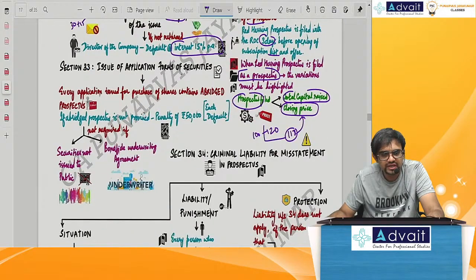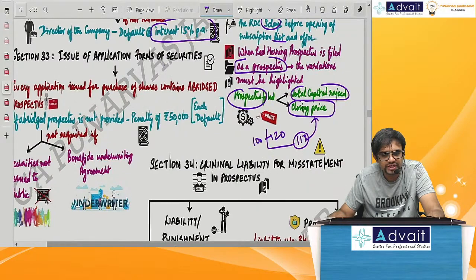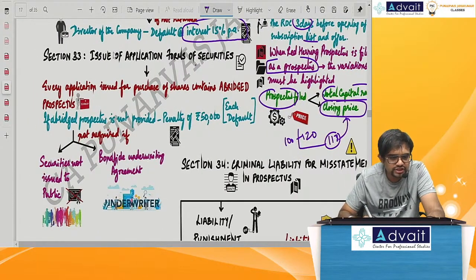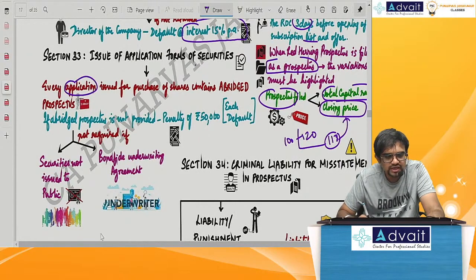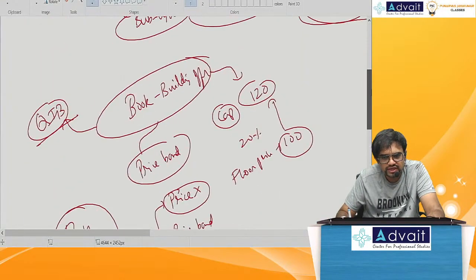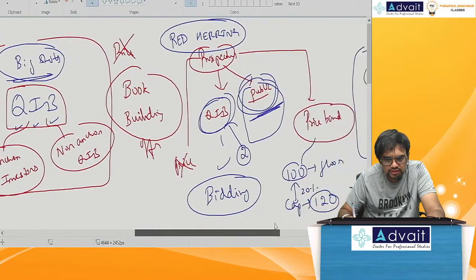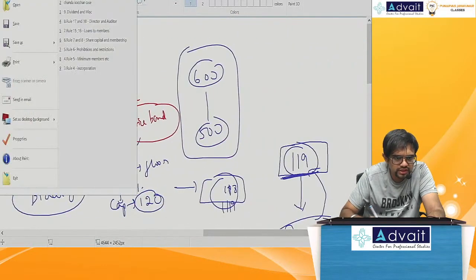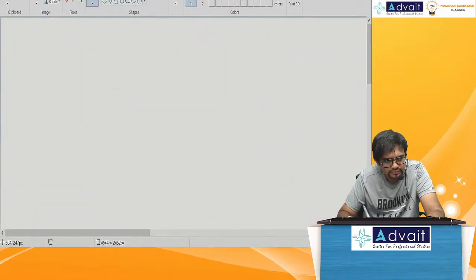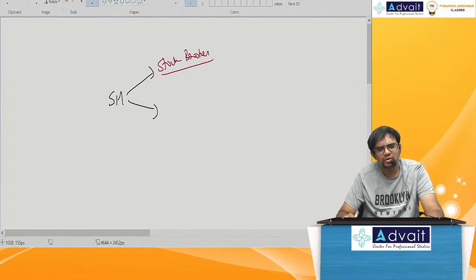Coming to section 33, issue of application form of securities. So every application issued, when I am issuing shares, there are two types of application that I give to shareholders, guys. One, the shareholder can go through the normal route, that is the stockbroker route. They can apply for shares with the stockbroker route.